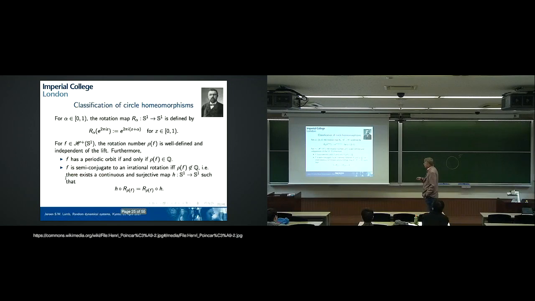Good. So why is the rotation number important? Because of Poincaré, who has shown that you can explicitly classify the behavior of this circle homeomorphism in terms of rotation number. So, first of all, the rotation number is well defined, it's independent of the lift, and it says something about the dynamics. So if my rotation number is rational, then I know that my circle map has a periodic orbit. And also the other way around. If it has a periodic orbit, then the rotation number is rational.